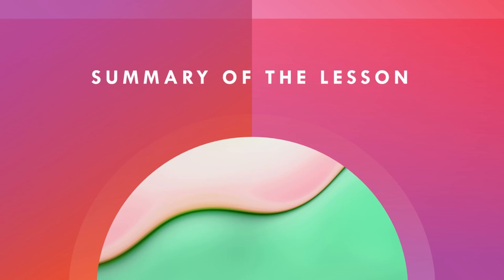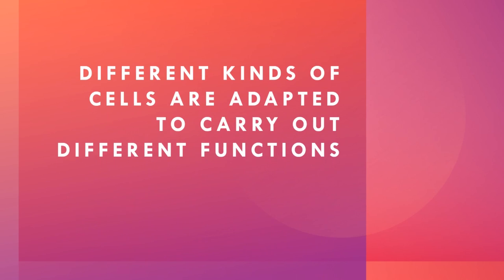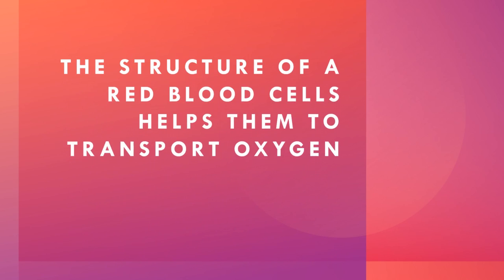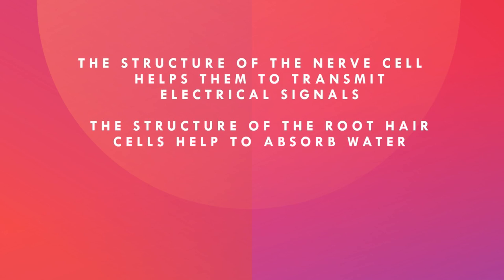Summary of the lesson. Different kinds of cells are adapted to carry out different functions. The structure of a red blood cell helps it to transport oxygen. The structure of the nerve cell helps it to transmit electrical signals. The structure of the root hair cells helps them to absorb water.